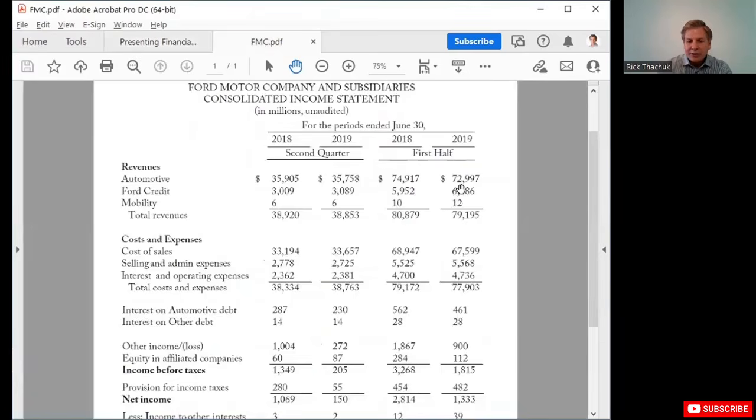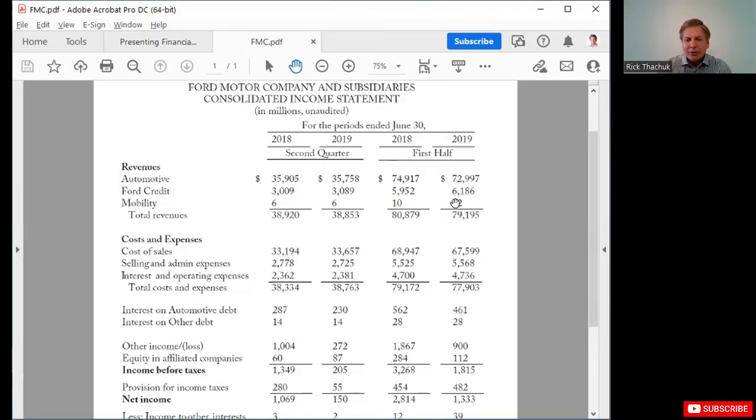So if I want to present this metric, I would say as follows. Automotive revenues at Ford Motor Company and subsidiaries were 72,997 million US dollars in the first half of 2019, down from, or a decrease from, 74,917,000,000 US dollars in the same period of 2018.